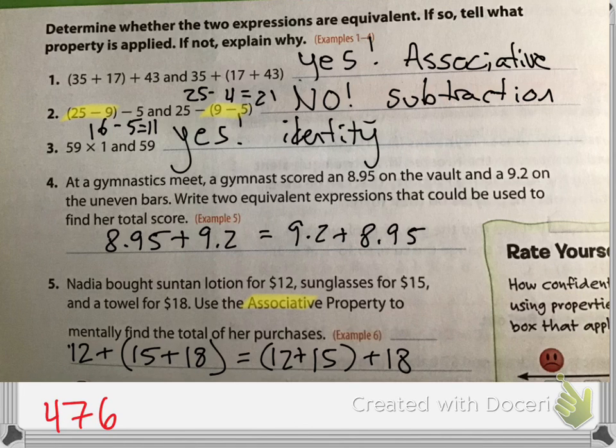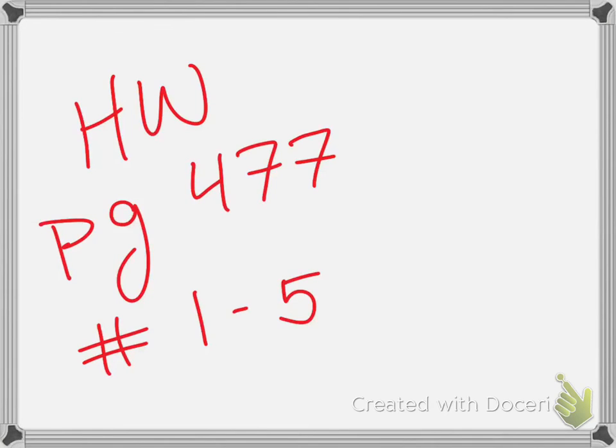Yeah, perfect. And then to mentally find the total of her purchase, I can do that. We find out, as he says, that we get 45. Yeah, $45. No matter how we group it, no matter how she spends her money, no matter what order she spends her money, she's still spending the same amount of money, right? If I bought my sunglasses first or my towel first or anything first, it doesn't matter. I'm still spending the same amount of money. Your homework is page 477, numbers 1 through 5.